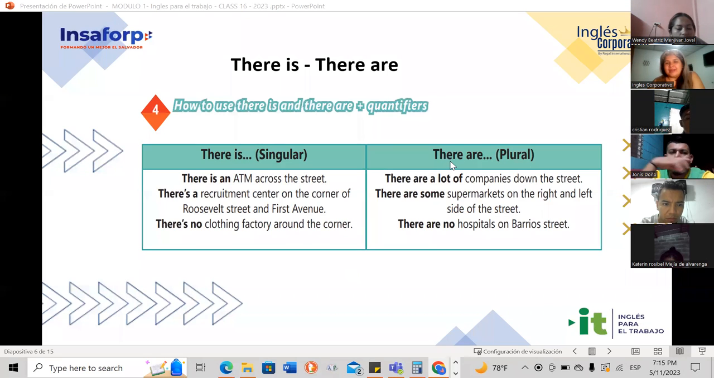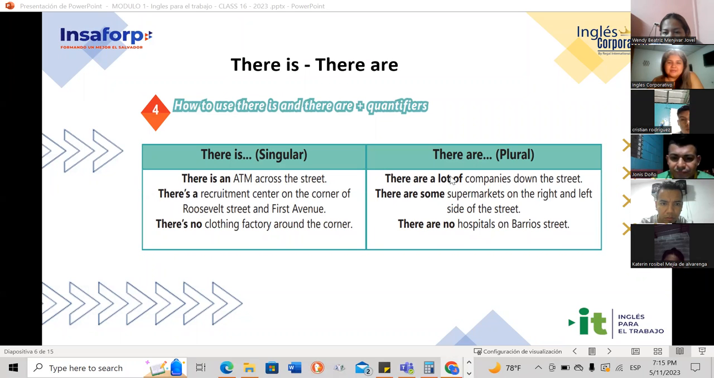Okay, now with there are, plural. There are a lot of means bastantes, okay? There are a lot of companies down the street, okay? There are some supermarkets on the right and left side of the street. Some, algunos, significa algunos. A lot of, bastantes, some, algunos. There are no hospitals on various streets. Okay. There are no, or it can be there aren't. Okay, si es contractado, you can say there aren't hospitals on various streets.